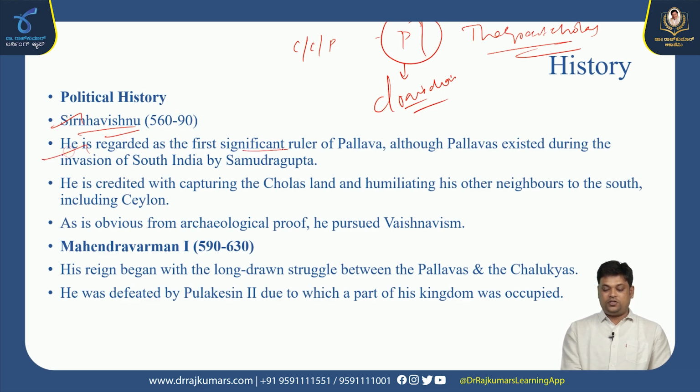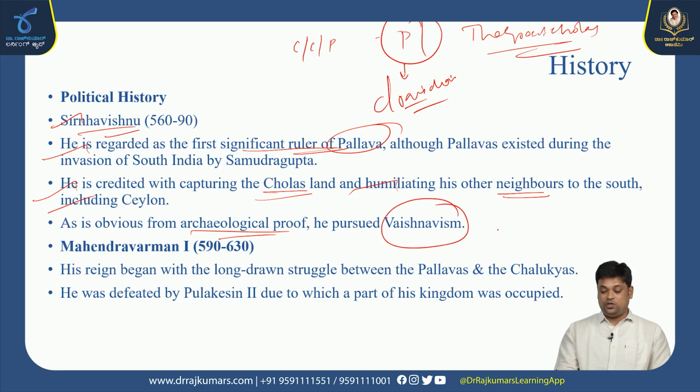Simhavishnu was the founder. He is regarded as the first significant ruler of the Pallavas. He is credited with capturing the Cholas' land and humiliating other neighbors to the south, including Ceylon. The archaeological proof says he was a follower of which religion? Vaishnavism, which means Lord Vishnu.